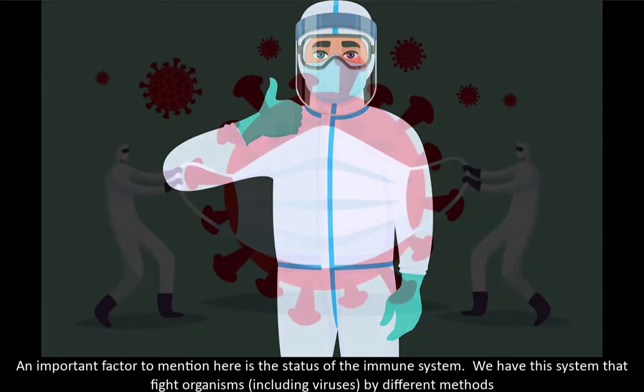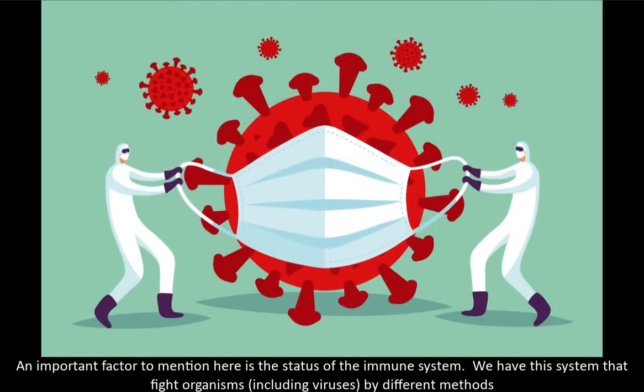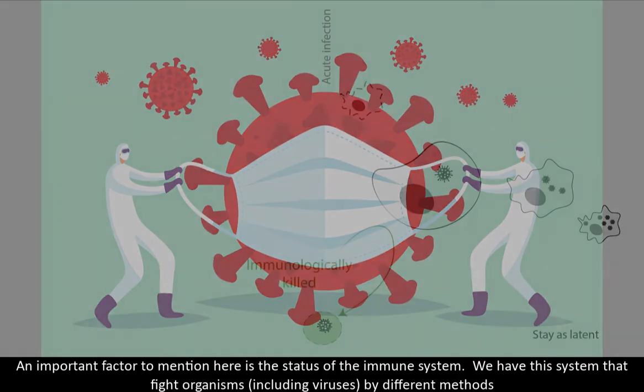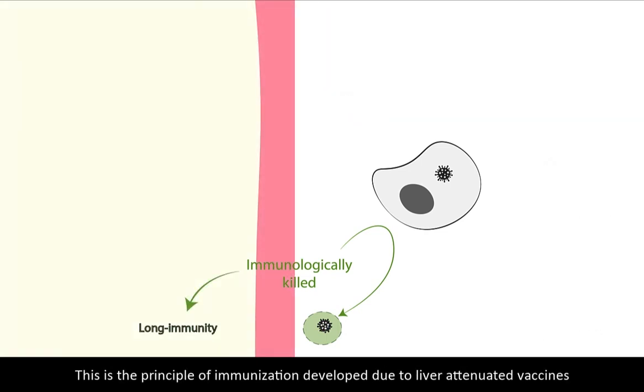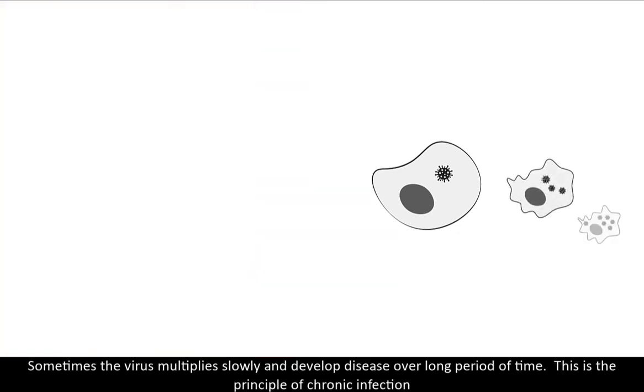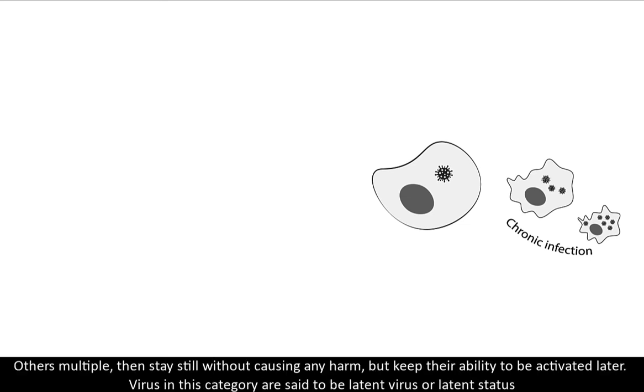An important factor to mention here is the status of the immune system. We have the immune system that fights organisms, including viruses, by different methods. If the virus is recognized by the body, but it is not able to cause infection because it's weak, the immune system develops immunity particularly to this virus. This is the principle of immunization developed through live attenuated vaccines. Sometimes the virus multiplies slowly and develops disease over a long period of time. This is the principle of chronic infection.